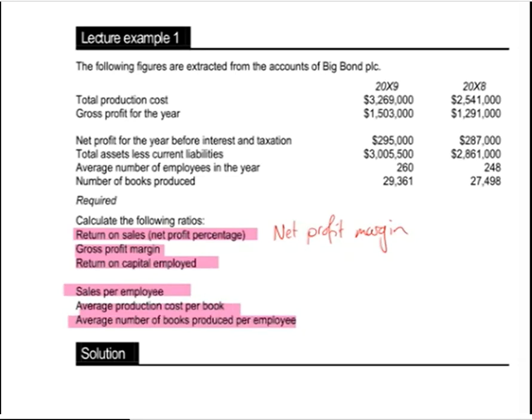When you see that word per, it's easy to get from there to the calculation that we need to do. If we simply strike through the word per, we can see our calculation. Sales over employees, average production cost over the number of books, or average number of books over the number of employees. Take a moment now to read through the information in the question and think about how you would start your calculations. Some of the information has been provided, but we may have to do a bit of digging to find some of the numbers that we need. So pause the recording here to see if you could start your calculations.